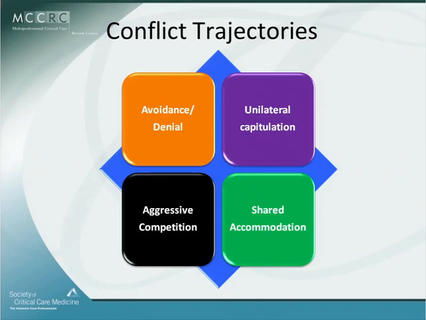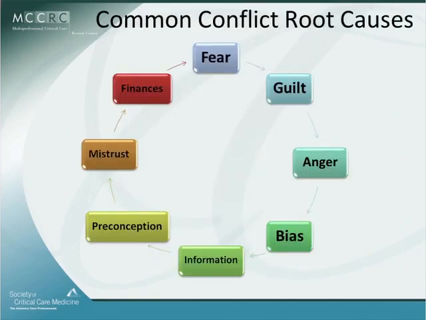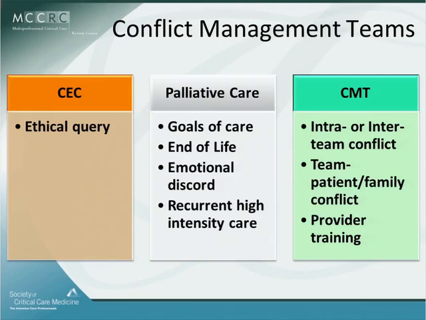We see this quite commonly between teams and with end-of-life discussions, but shared accommodation, reaching a solution that both sides can live with. And that takes skill. Many of the things that underpin these are fear, guilt, bias, the kind of information they've had. Remember, think back to that communication slide from the prior talk. There are preconceived notions of what should happen, less so finances, but it provides you with an opportunity to repair it. And we often repair this in a couple of different fashions.